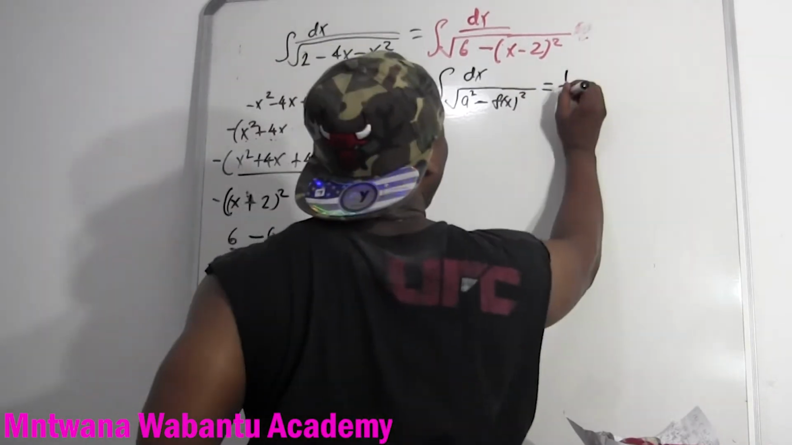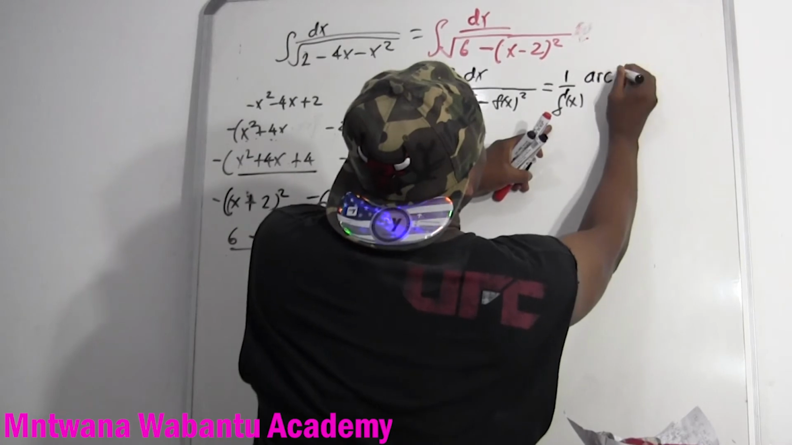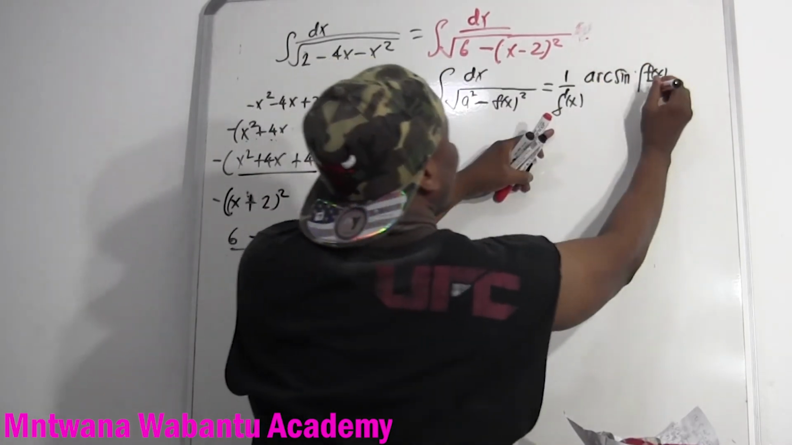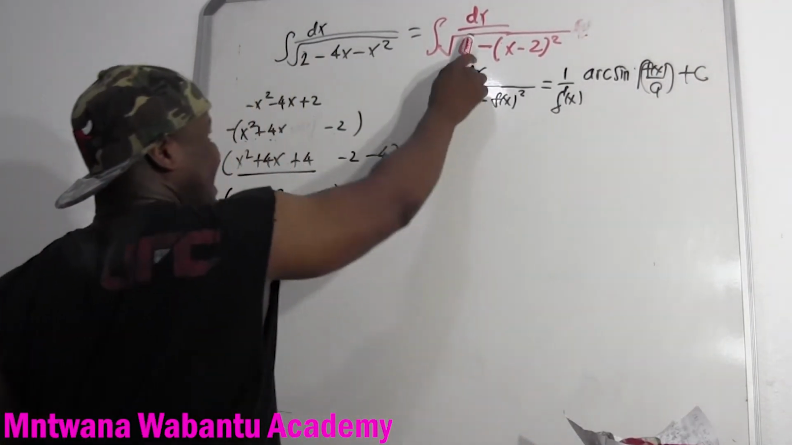So this is going to be f of x differentiated, and then you say sine inverse, and then write your f of x here, and then over your a, plus constant, because there's no limit. So for that case, look, this a is not in square.